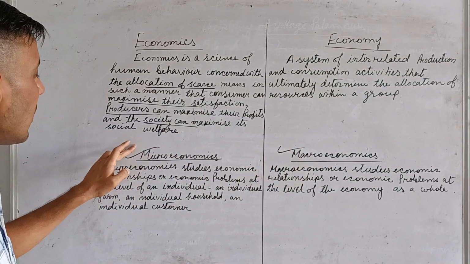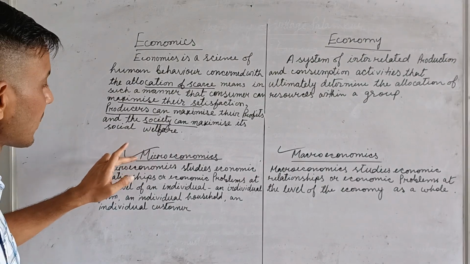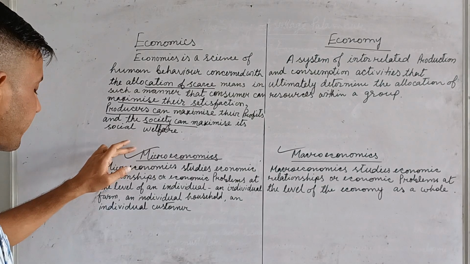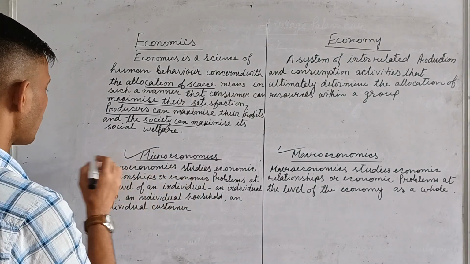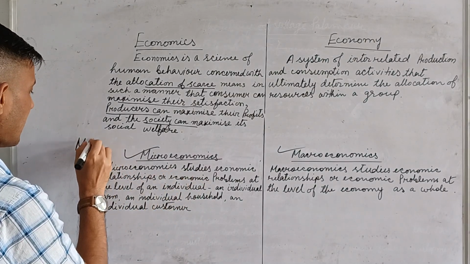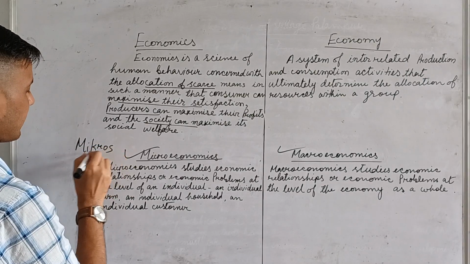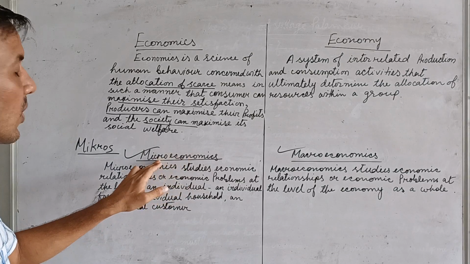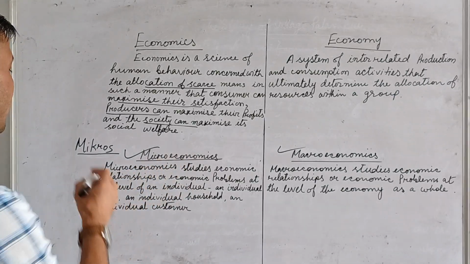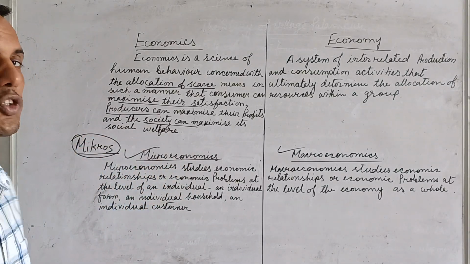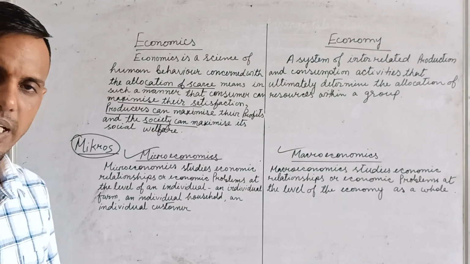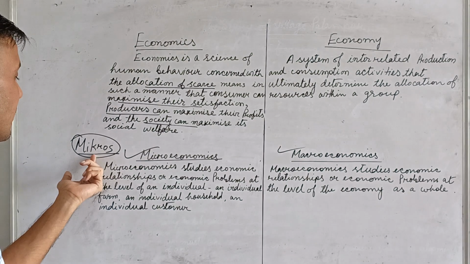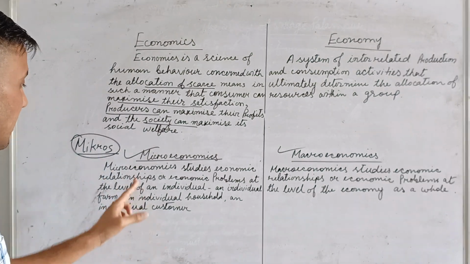Microeconomics: the word micro comes from the Greek word mikros, M-I-K-R-O-S, which means small. Is it clear? Where does the micro word come from? The Greek word mikros. It means small.